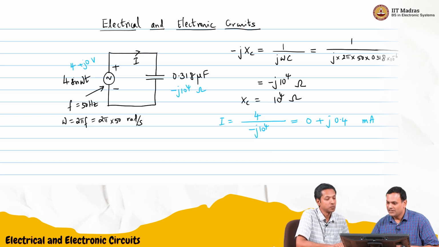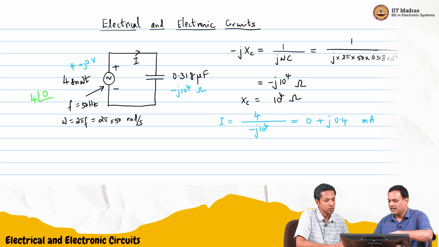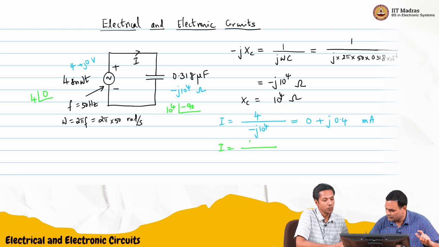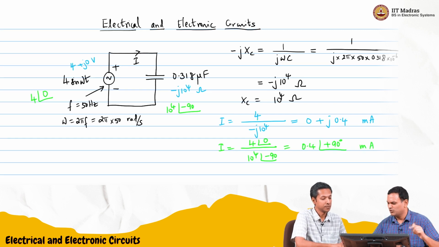Okay, perfect. If you want to write it in phasor form, how will we write it? Polar form. So this would be 4 angle 0, and this would be 10 power 4 angle minus 90. We just take the difference, so we'd write it as 4 angle 0 by 10 power 4 angle minus 90, and this would give us 0.4 milliamperes angle plus 90. Exactly. 0.4 angle plus 90 degrees milliamperes. So this is very straightforward.